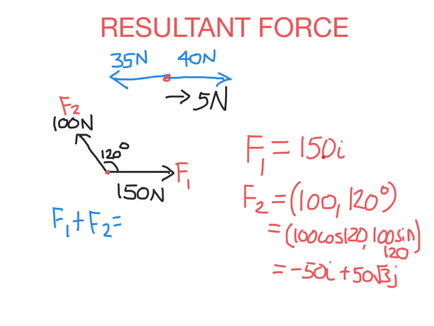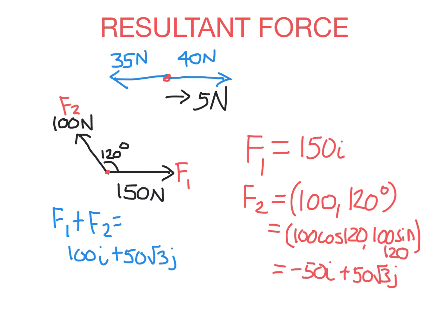So 150i minus 50i gives you 100i. And then, of course, there's no j component here, so if we add to that, we just get 50 root 3 j. So that is the resulting force vector.